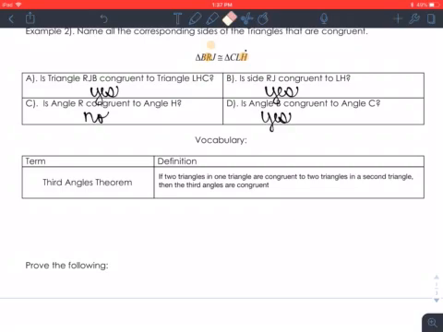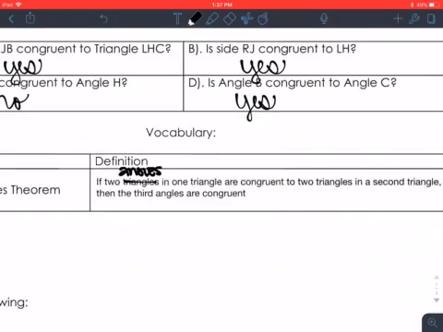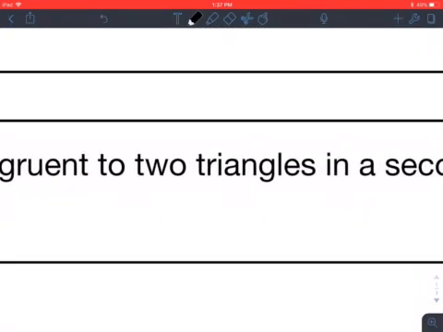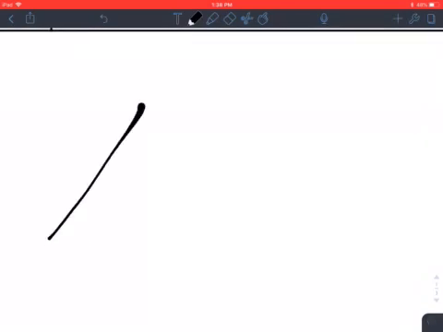And it says that if two angles in one triangle are congruent to two angles in a second triangle, then the third angles are congruent, all right? So if two angles in one triangle are congruent to two angles in a second triangle, then the third angles are congruent, okay? So let's go ahead and just draw a picture of this, all right?